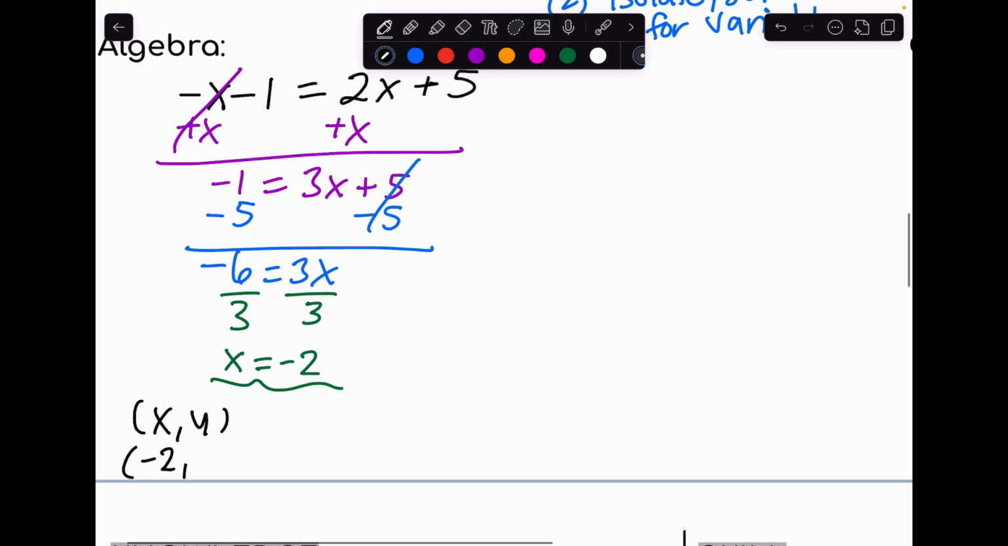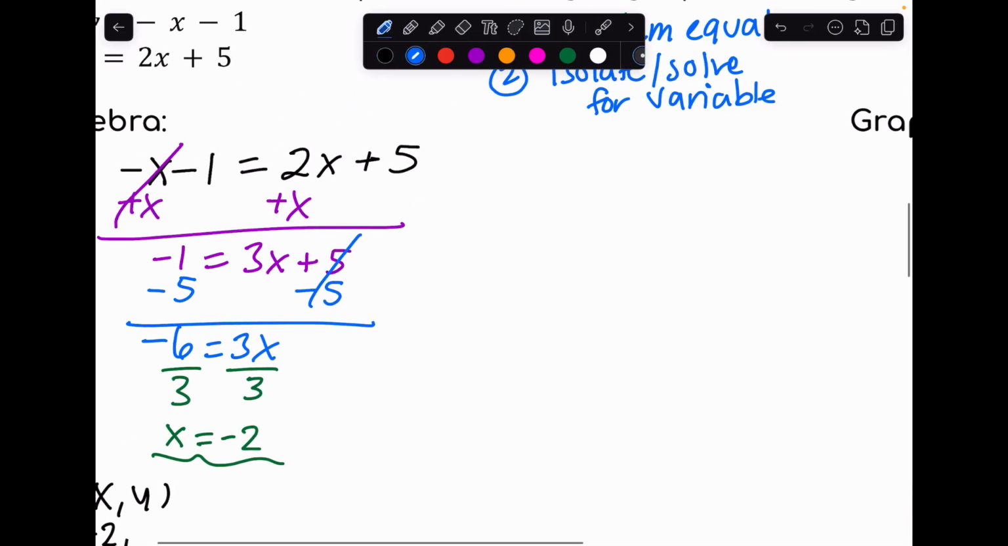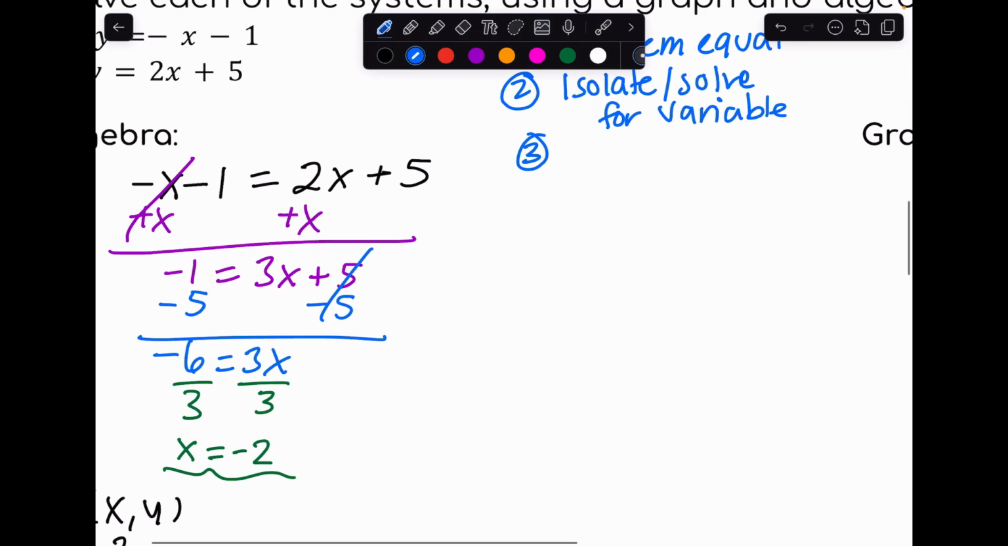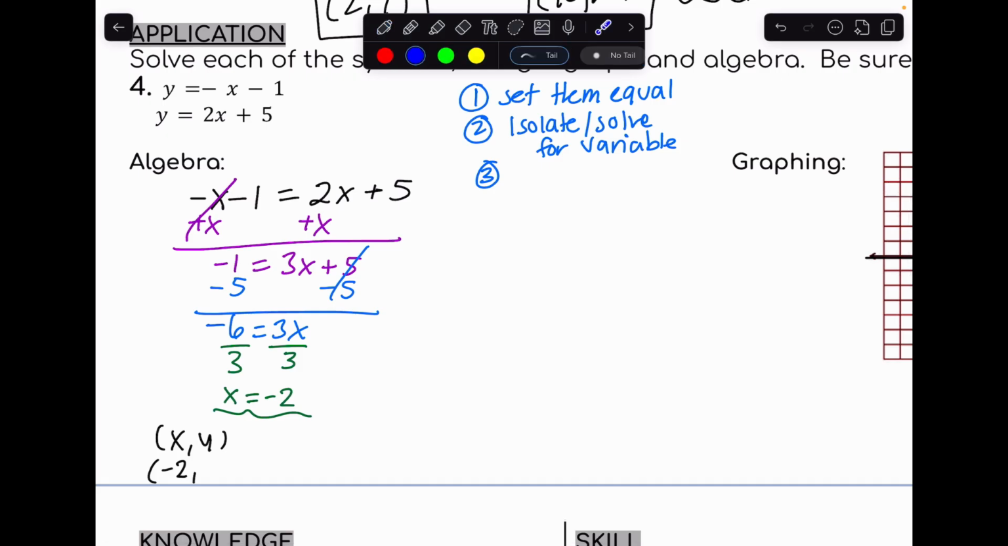Now I need to solve for my y value. So in order to solve for your y value, you're going to take either equation, either this one or this one. I can take either one that I want to use to find my y value. I'm going to choose this one because I'm not a fan of negatives, so I see that when I multiply this one, I'm going to get all positive. So you can use either one. They should give you the same answer.